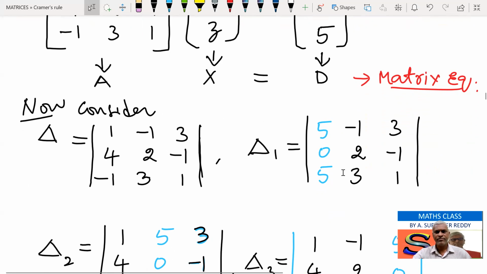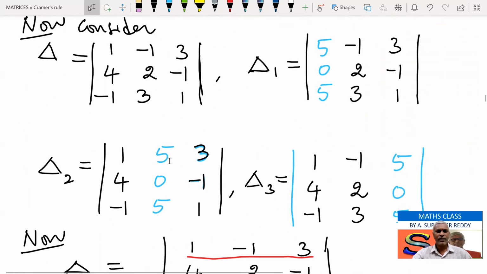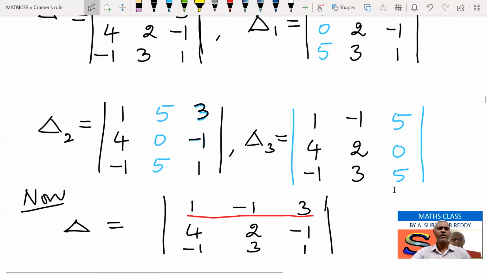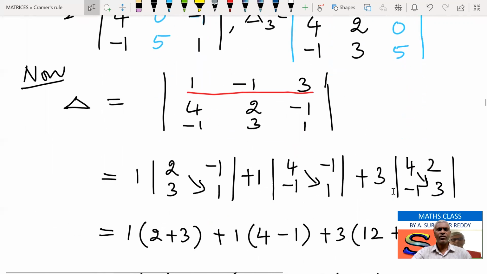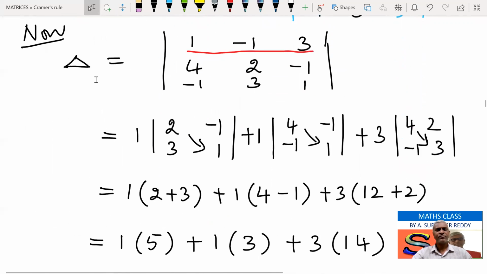Delta 1 is replacing first column with constant matrix D. Delta 2, replacing second column with D in A, is delta 2. Replacing third column with D is delta 3. So delta, delta 1, delta 2, delta 3. So find all these 4 determinants. So now let us find the first one, delta, that is the determinant of the given coefficient matrix A.